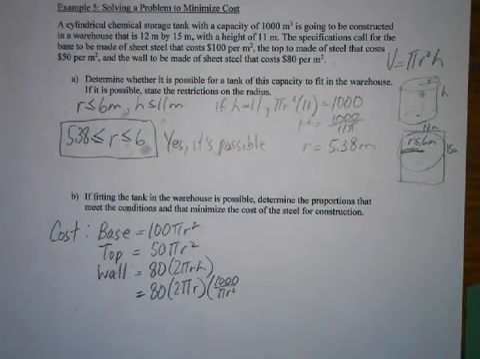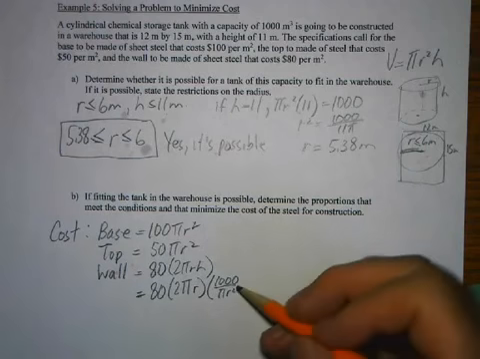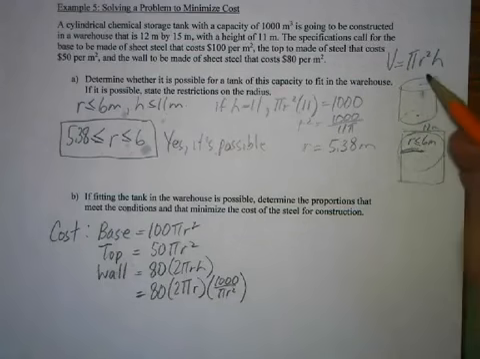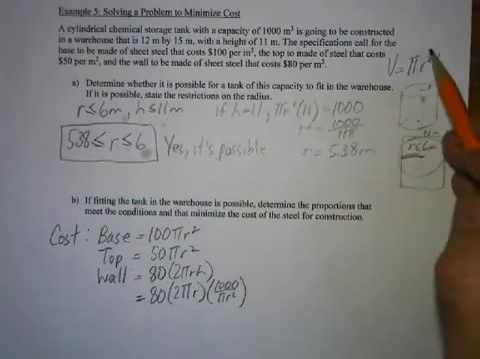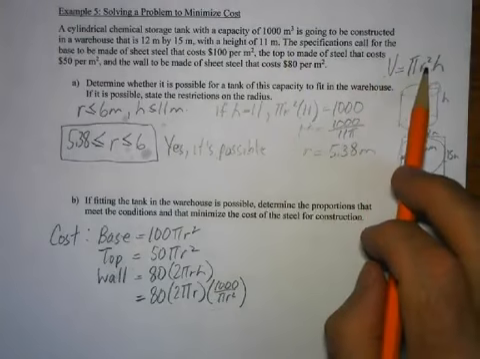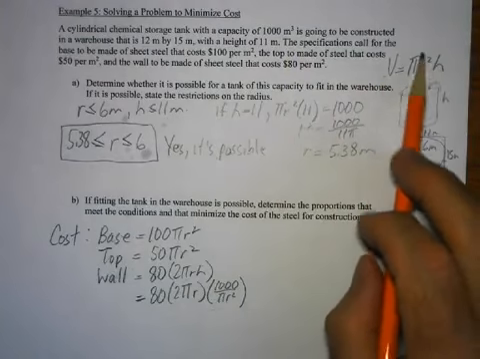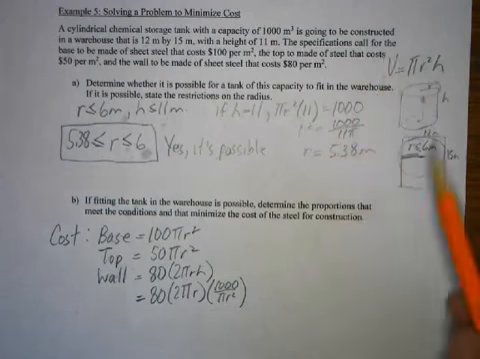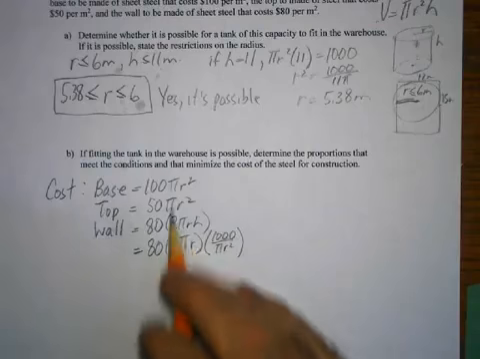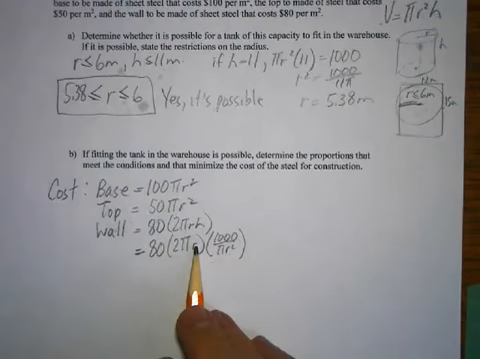Okay, so the way we get the value for h is we can just go back to the original volume. We know the volume is 1,000. So if I isolate for h, divide both sides by pi r squared, I get 1,000 over pi r squared. So that's where that comes from. Now I've got all 3 of these costs based on the radius. I don't have to worry about that h anymore.